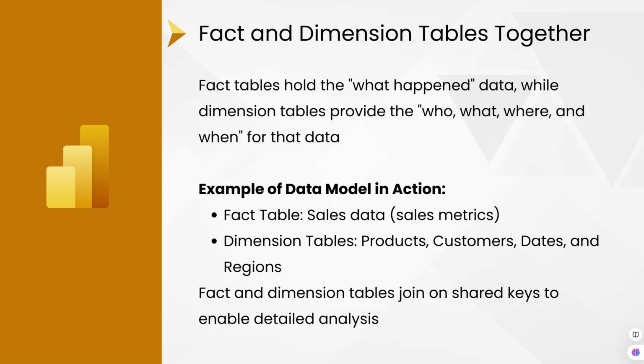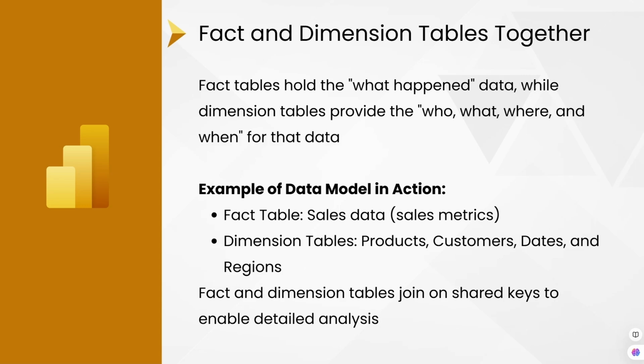Let's see how this works in action. Imagine we are working with a data model for a retail company. Our fact table contains sales data, capturing metrics like total sales amount and quantity sold. Dimension tables include products, which tells us about each product sold; customers, providing customer demographics; dates, allowing us to analyze trends over time; and regions, helping us break down sales by location. Each of these dimension tables links to the fact table on shared keys, such as customer ID or product ID, enabling us to explore sales metrics from multiple perspectives. For example, we could easily find out which products sell the most in specific regions or identify our top customer segments.